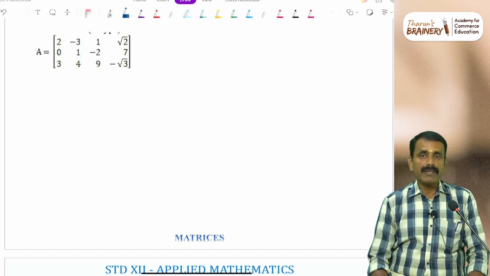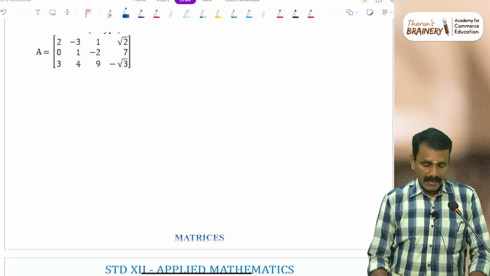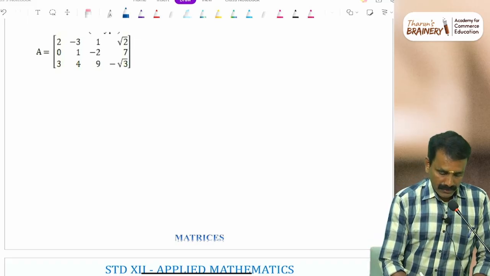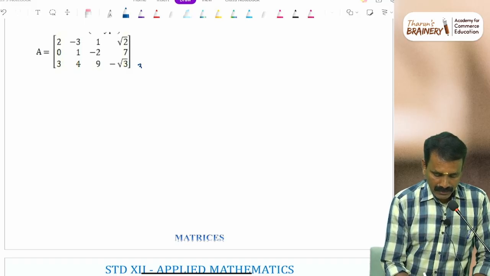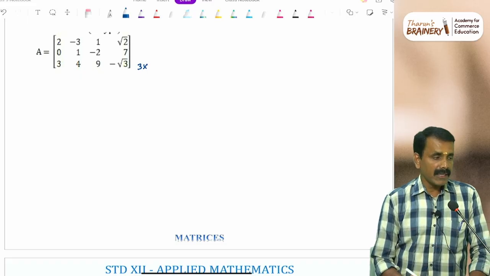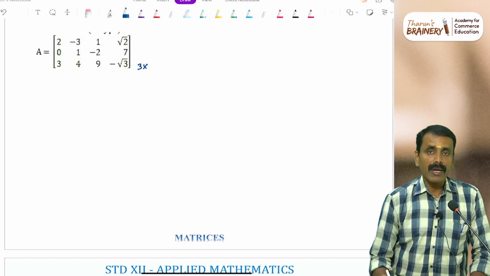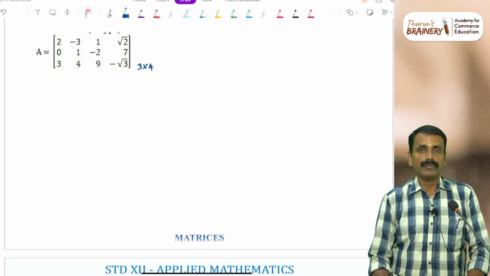Now, tell me what is the order of this matrix? How to find the order of the matrix? First, to find the order of the matrix, we must count how many rows it is going to have. Horizontal arrangements are called rows. So, this is first row, second row, third row. So, it is going to have 3 rows. And vertical arrangements are called columns. So, first column, second column, third column, fourth column. So, how many columns is it going to have? 4 columns. So, the order is 3 by 4.